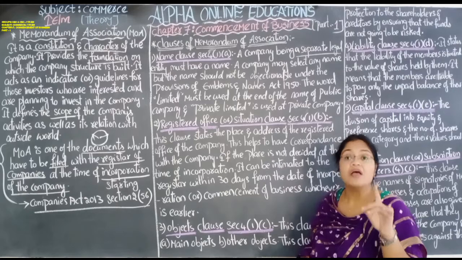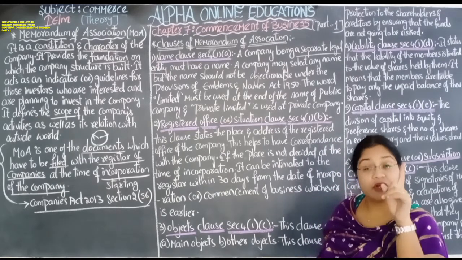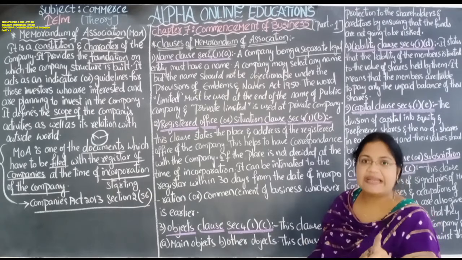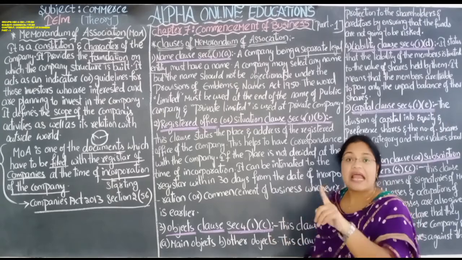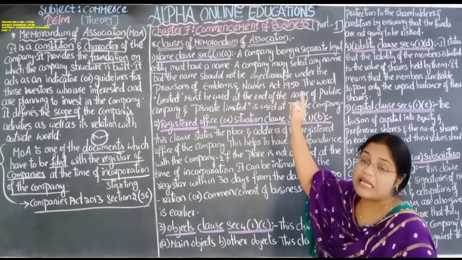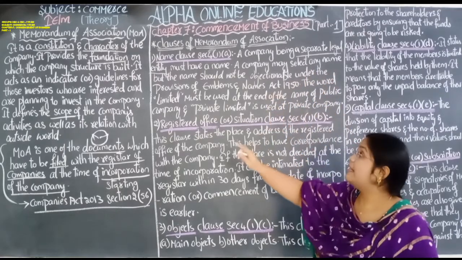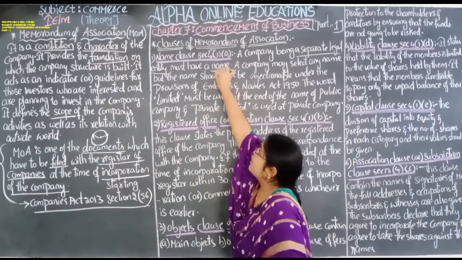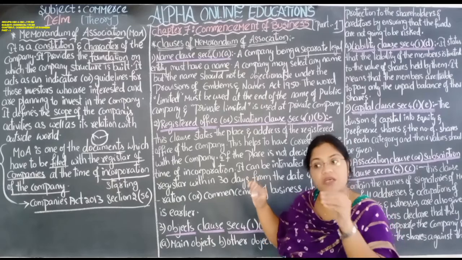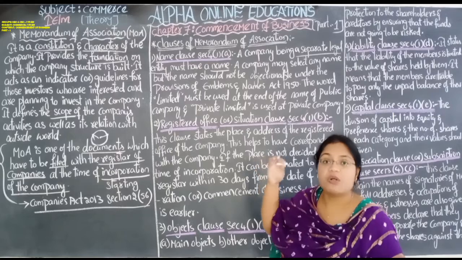In your accounting concepts, you have the first concept, the business entity concept. It states that the owner is different and the business is different. So here also, the first clause, the name clause, states that a company, being a separate legal entity, must have a name. It is not an owner. A company is also a type of artificial person, so it also requires a name.